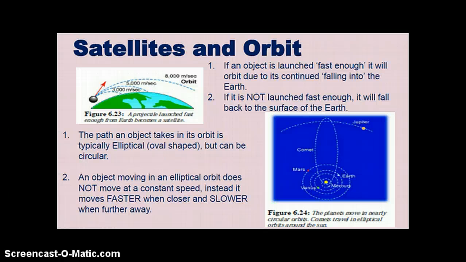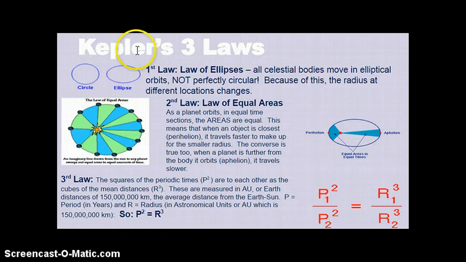The last topic that we're going to look at with astronomy is Kepler's laws. There are 3 of them. Kepler's first law is called the law of ellipses: all celestial bodies move in elliptical orbits. They are not perfectly circular. Because of this, the radius at different locations changes. A perfect circle versus an ellipse. An ellipse is like an elongated circle.